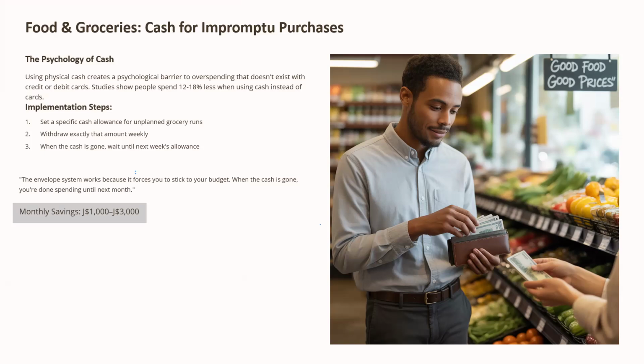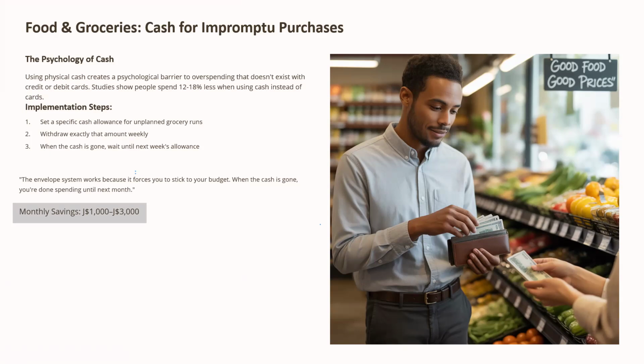You basically set aside a small cash allowance for unplanned grocery runs. You will withdraw exactly that amount on a weekly basis. And then when that cash is done, you're basically going to just wait until the next week comes to do any impromptu shopping that you might have to do. There's a name for this. It's actually called the envelope method.